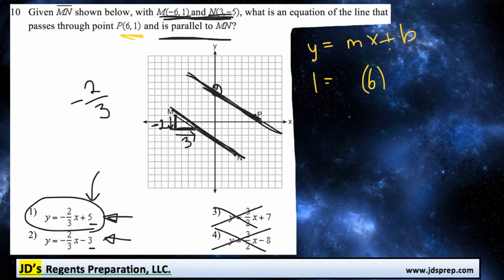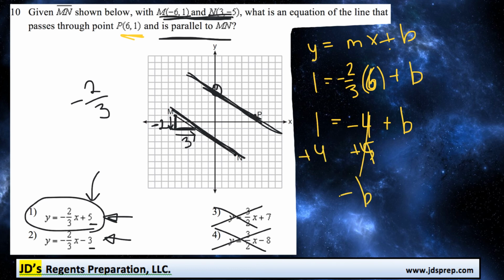And we know the slope is -2/3. And now what we've done is create an equation where we can solve for b. So -2/3 of 6 is -4. And then here you would add 4 to both sides, and you'd see that b is a value of +5.